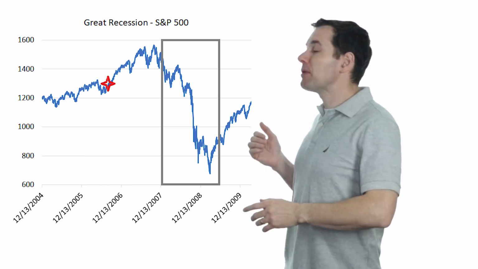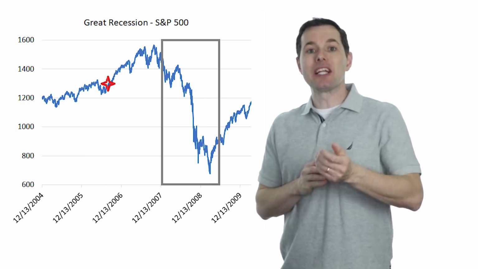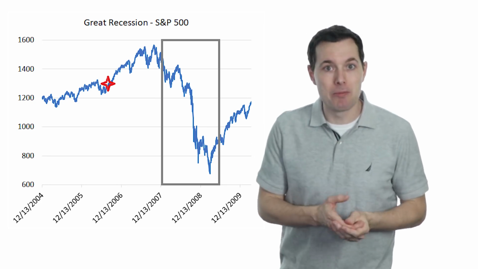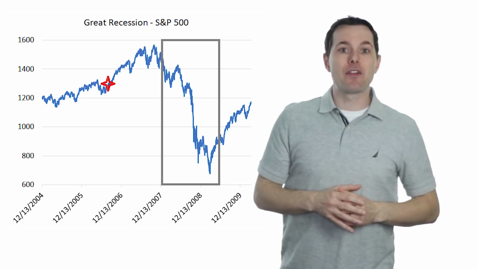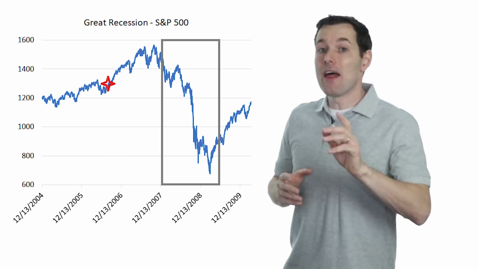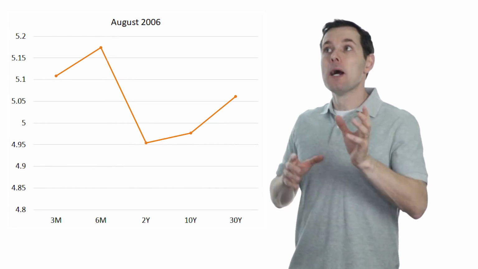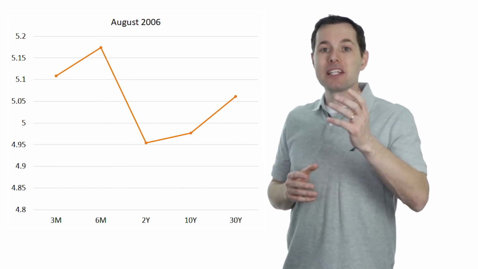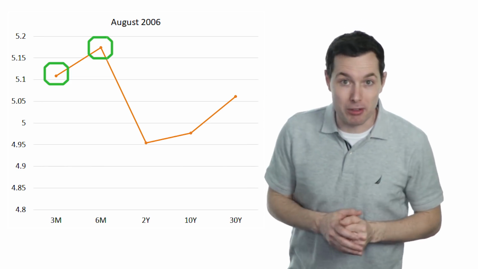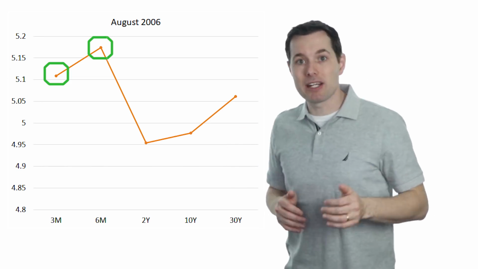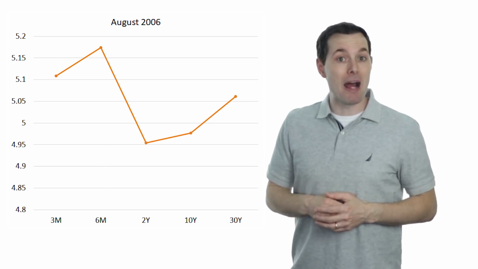And once again, just like we saw in the early 90s recession, we can see that the stock market continued to climb for quite some time after the yield curve became inverted. And this is what the inverted yield curve looked like before the Great Recession. We can see that the 3-month rates and the 6-month rates were above the 10-year rates and the 30-year rates. So clearly this is a bad thing for banks.